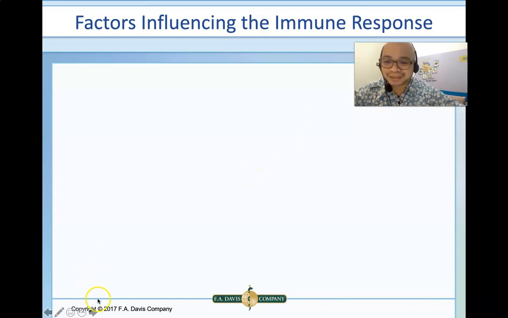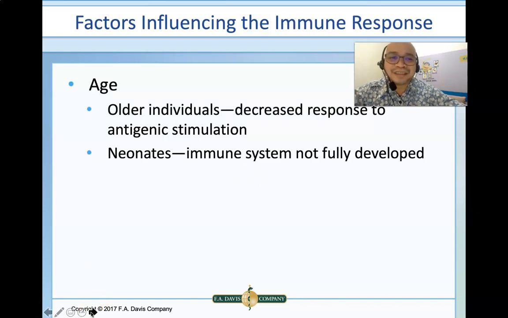Okay, so for the first lesson, we will now be discussing the factors that may influence the immune response. First is the age. So remember, the older the individual, this will decrease response to antigenic stimulation. And if a child is a newborn or a neonate, the immune system is not yet fully developed.